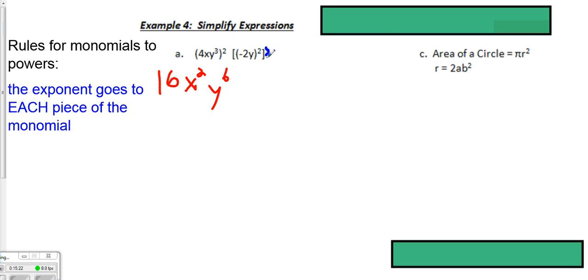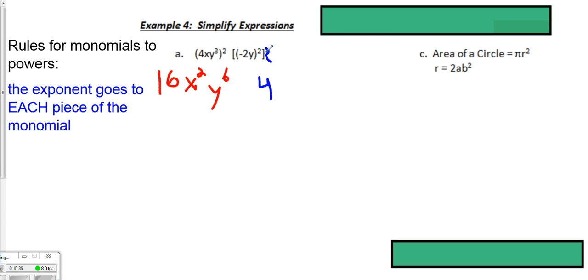Before we can even look at that cubed part, we need to apply this 2, or squared, to each of these pieces. We have a negative 2 that we're starting off with. Well, negative 2 squared, negative 2 times negative 2 becomes positive 4.